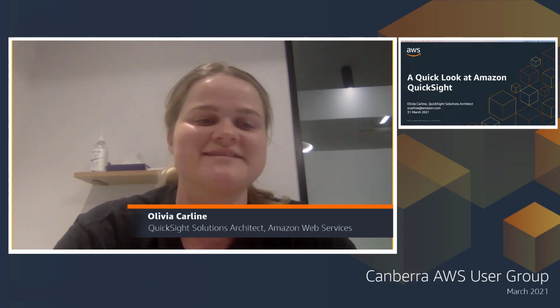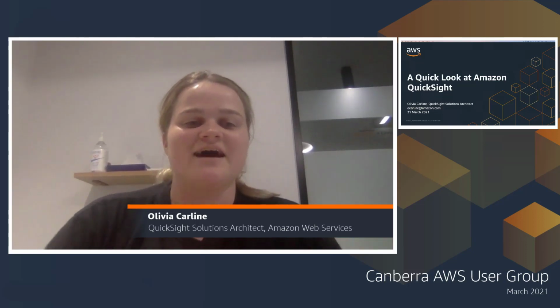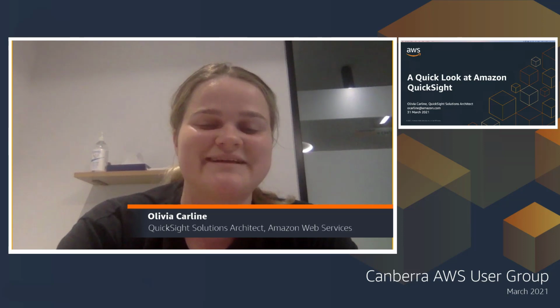Awesome. Hi, everyone. I am Olivia Carline, and I'm super excited to be here this evening. As Brian was speaking about, I'm really just going to be going through our business intelligence service, Amazon QuickSight. Giving a bit of a rundown on the service and a few of the new features and capabilities that we've released quite recently.